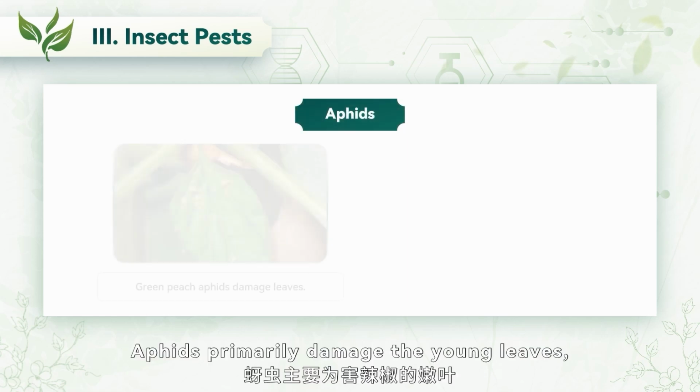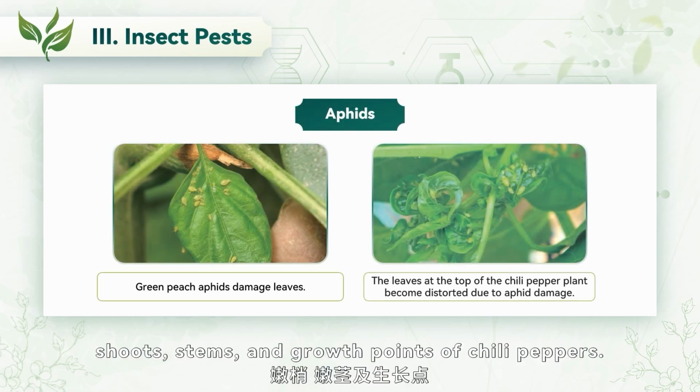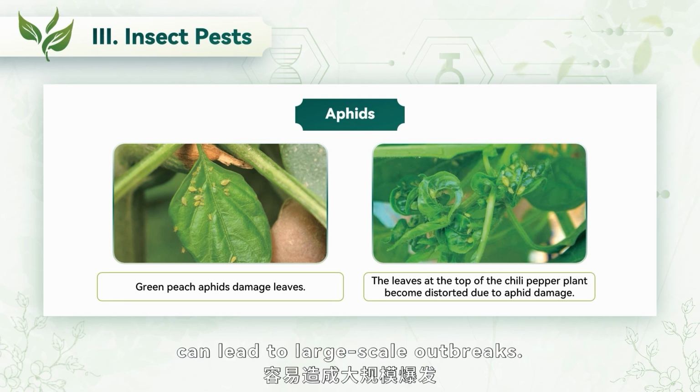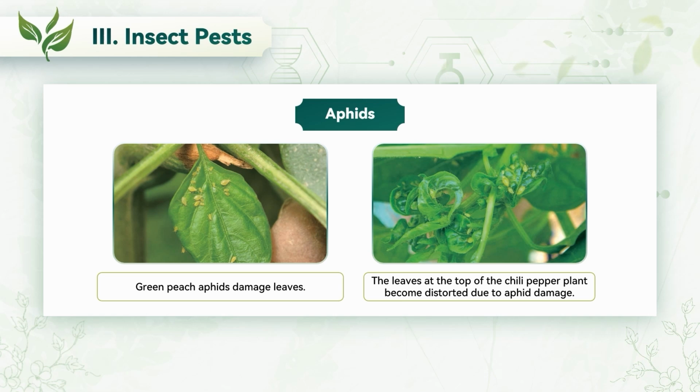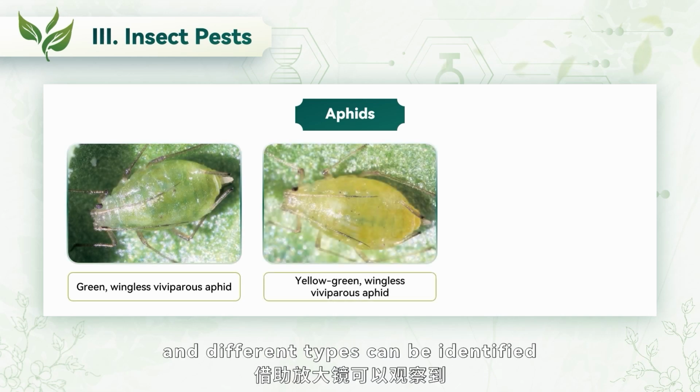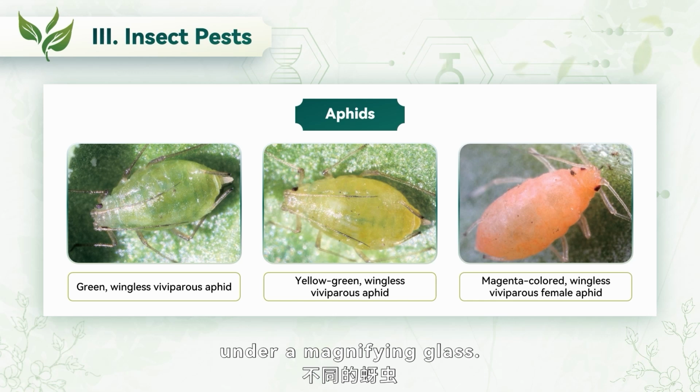Aphids primarily damage the young leaves, shoots, stems, and growth points of chili peppers. Improper management can lead to large-scale outbreaks. Aphids come in various species, and different types can be identified under a magnifying glass.